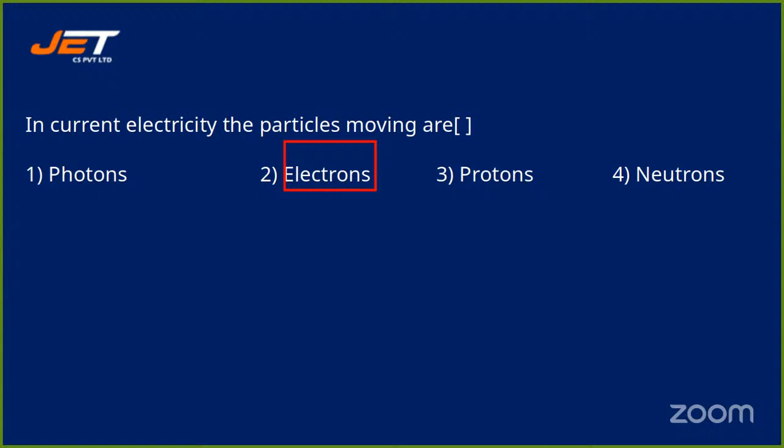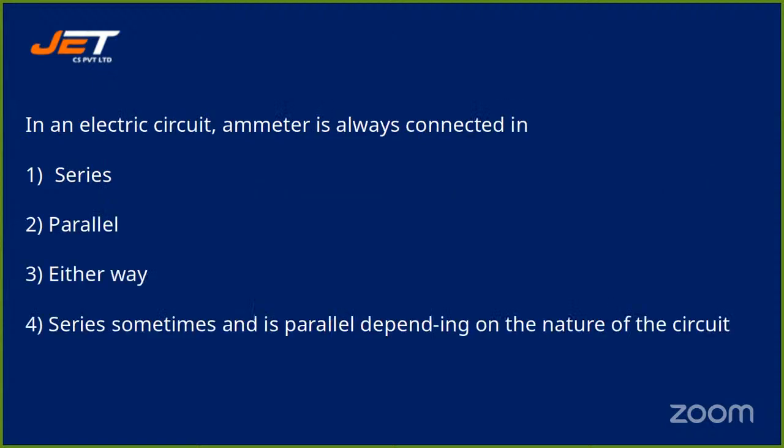Good. Moving on. In an electric circuit, an ammeter is always connected in. Is it connected in series or in parallel? Or can it be connected any way, sometimes series, sometimes parallel, depending on the nature of the circuit? How is it connected? So basically, what is an ammeter? An ammeter is basically a device that is used to measure current.